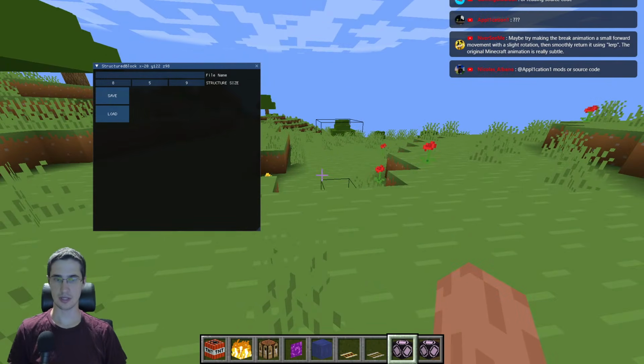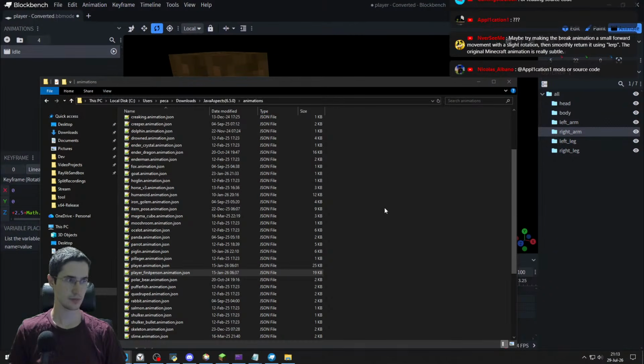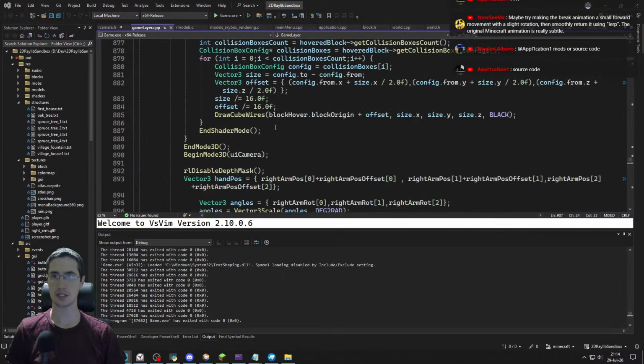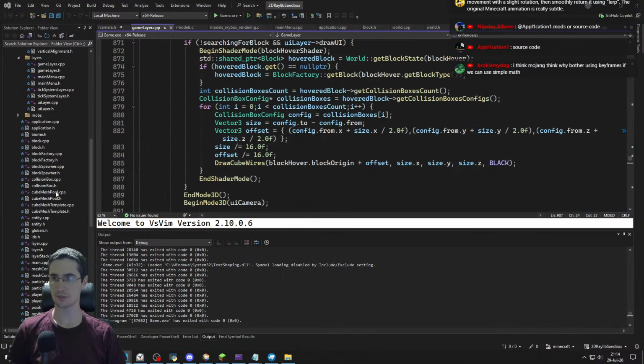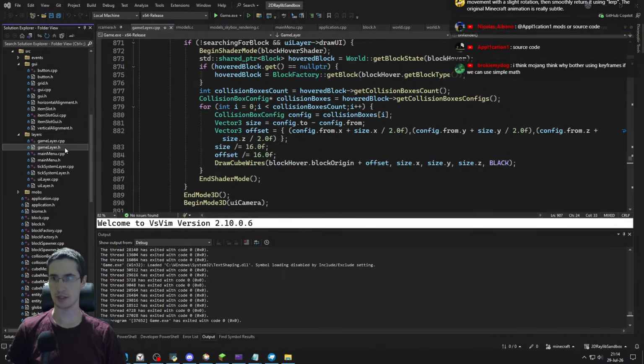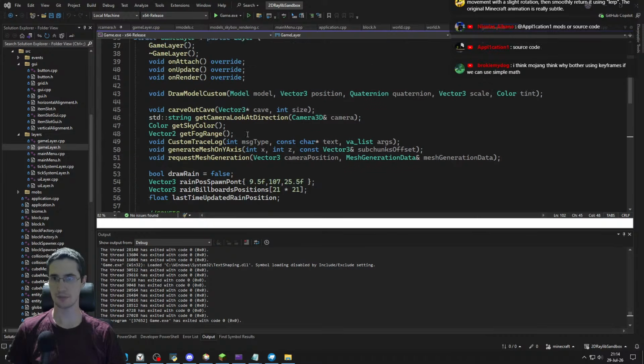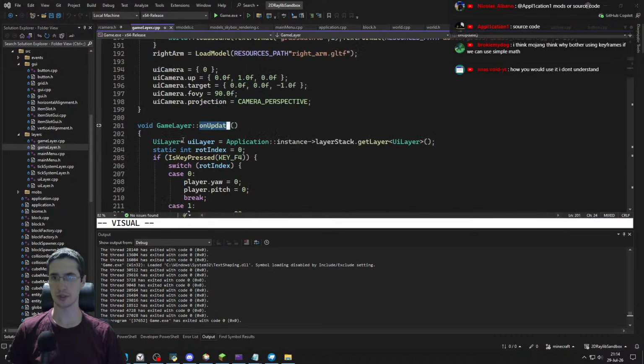Okay, let's do this, chat. How are we going to approach this? Maybe try making the break animations a small forward movement. No, we're doing the sine and cosine. We're doing functions for the animation. Where should we put the code? We'll put it in the game layer, on update here.